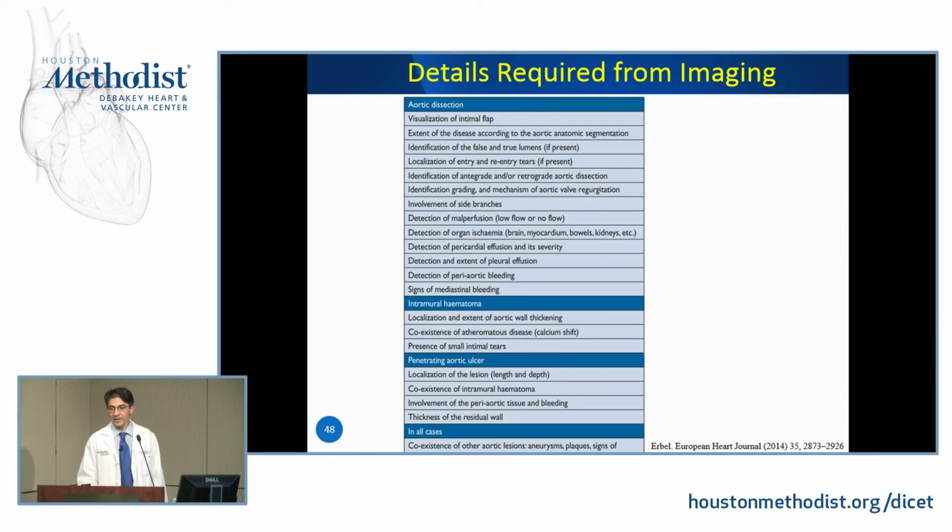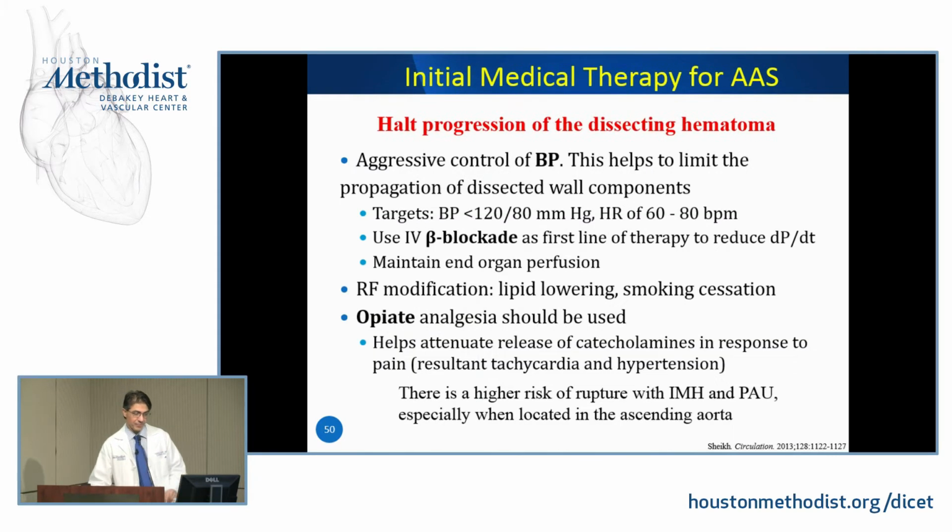Imaging is very important in these diseases. You get a whole host of important information that's important for us to talk about, from the flap, what vessels are involved, what organs are being compromised. Is there rupture? Is there perforation? Is there evidence of impending rupture? Things that we have to look for in order to notify our physicians.